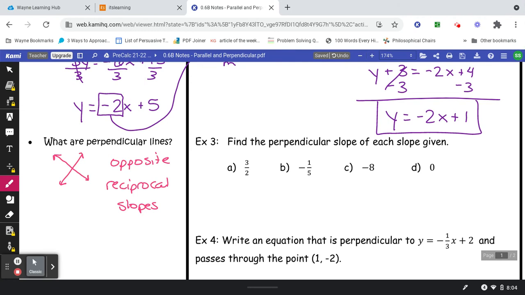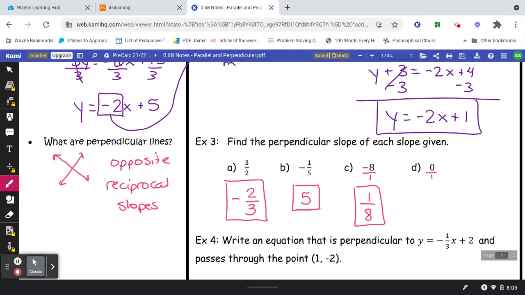So for example 3, let's just find the perpendicular slope. They give us a slope, and we're going to find the perpendicular slope. You just have to change the sign and flip it over. So 3 halves, the perpendicular slope would be negative 2/3. Negative 1/5 would end up being positive 5 over 1. Let's just leave it as positive 5. Negative 8, any whole numbers, go ahead and put the 1 underneath there. Positive 1/8. And again, put the 1 under there.